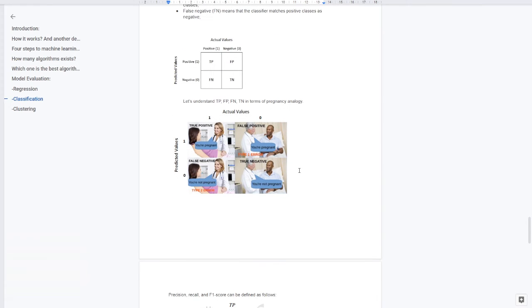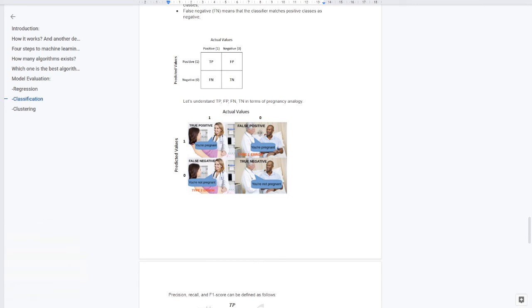To understand this confusion matrix better, let's understand it in terms of a pregnancy analogy. In this picture you can see the real values and the predicted values. In the first picture we have a pregnant woman, and the doctor says that the woman is pregnant, is positive and true. The machine predicted this is true, and real is true.